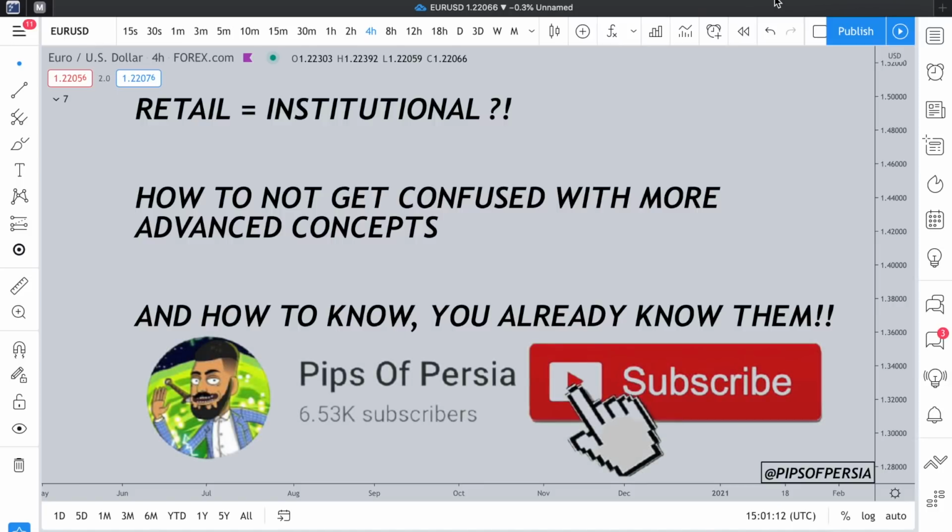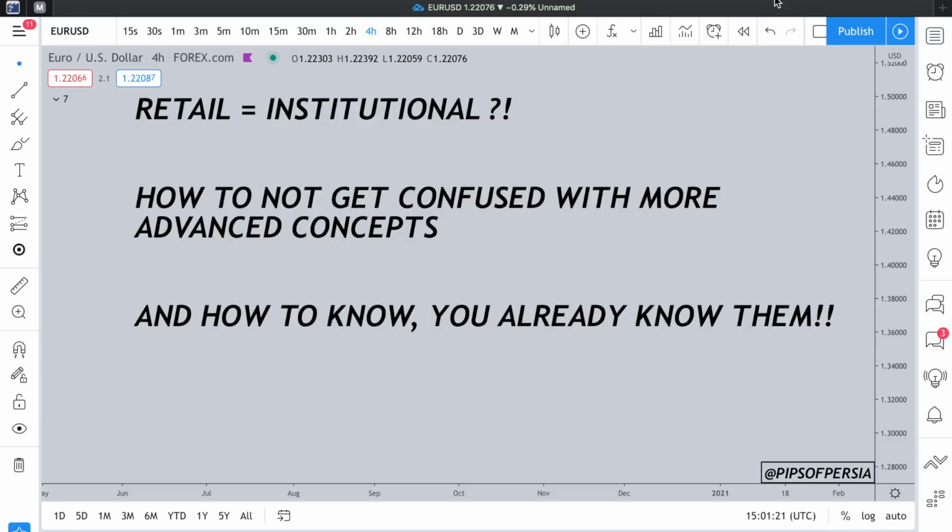Pips of Persia here. There are many people every day who make the switch from retail methods of analysis, such as support and resistance and trend lines, to more institutional concepts. And I'm using the term institutional as a very big umbrella term. However, there are two things that I have observed when people make the switch. One being how complicated people make these concepts for themselves, and the complication is only in their mind, which results in inevitable struggle for them to be able to understand and actually utilize these concepts properly.